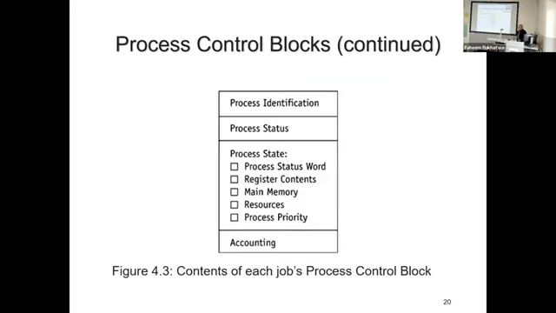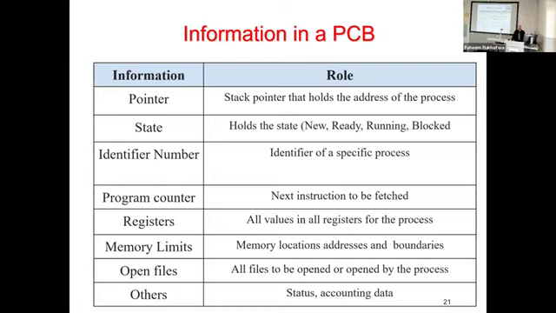So this is a PCB, another way of looking at it. It's a data structure that controls process identification, process ID, process status, process state. The state is one of those states that we went through earlier. And accounting information, such as how long it used the CPU and how long it stayed waiting. This is some of the information that you might find in a PCB.